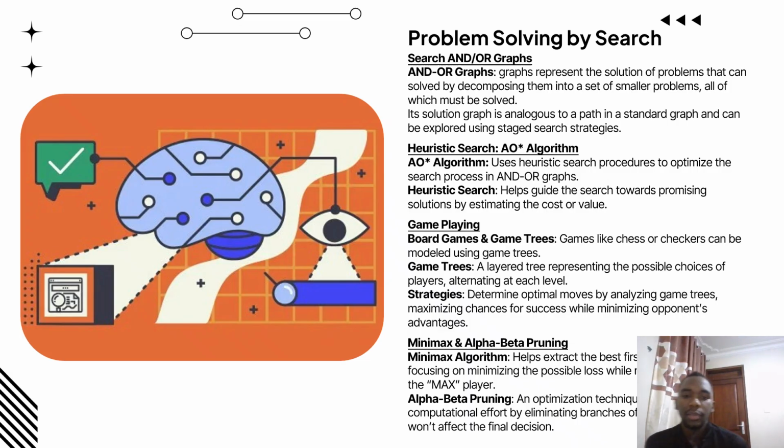So there's minimax and alpha-beta pruning. The minimax algorithm helps extract the best first move in a game tree, focusing on minimizing the possible loss while maximizing gains of the max player. Alpha-beta pruning is an optimization technique to minimize the computation effort by eliminating branches of the game tree that won't affect the final decision.